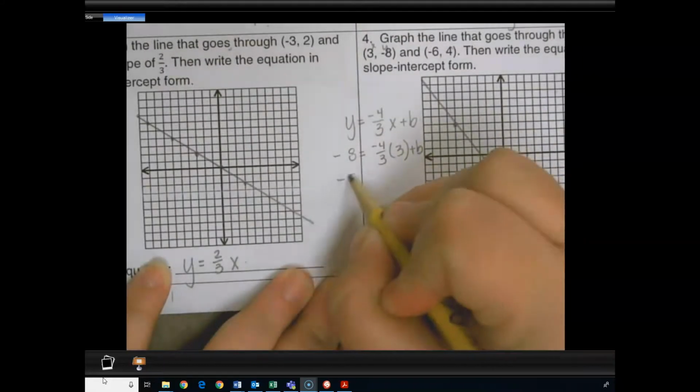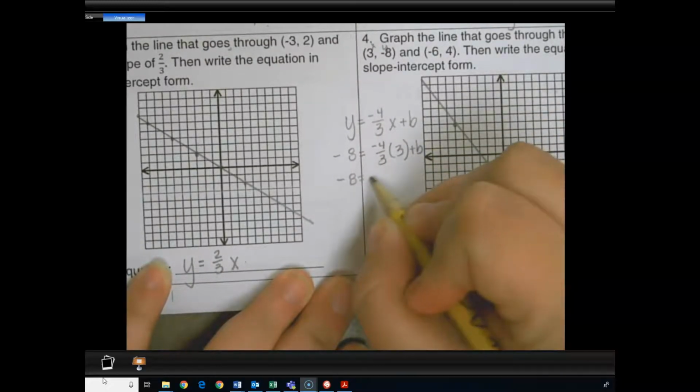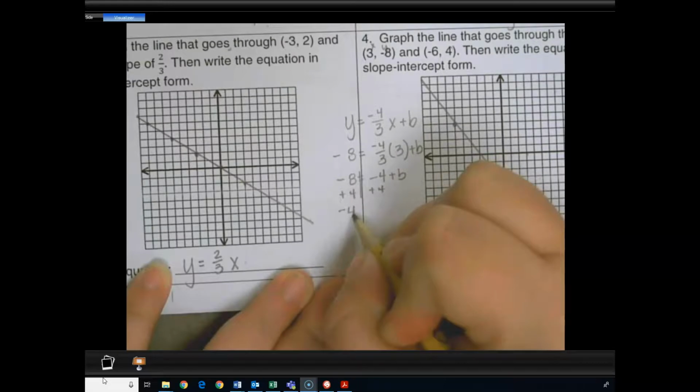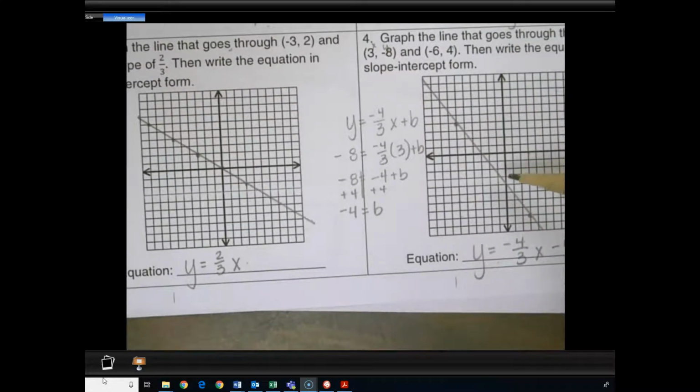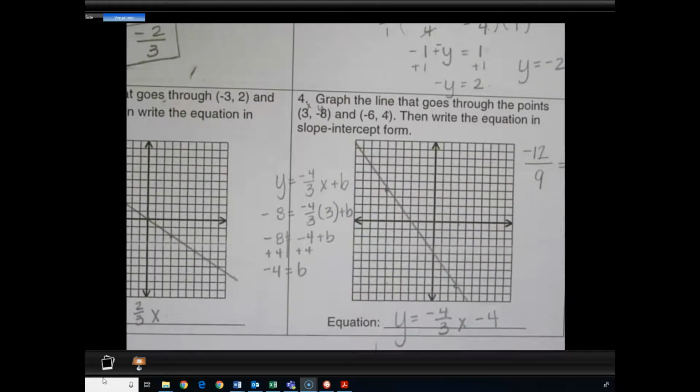So this is negative 8 equals negative 4/3 times 3. The 3's cancel, making negative 4, plus b. Add 4 to both sides, and negative 4 equals b. Now, we saw it easily from the graph this time, but if I couldn't, I could have solved for my b also to see where that would work out that way.